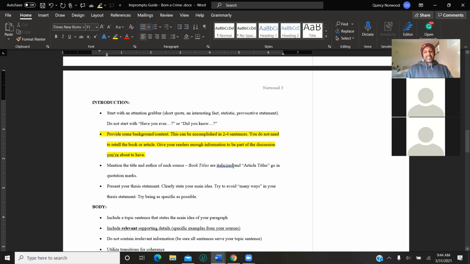Article titles go in quotation marks. Make sure you're capitalizing properly as well. Capitalize every word in the book title, except short words like "a" and "of." And same thing with article titles. I say that because sometimes it just comes from texting.